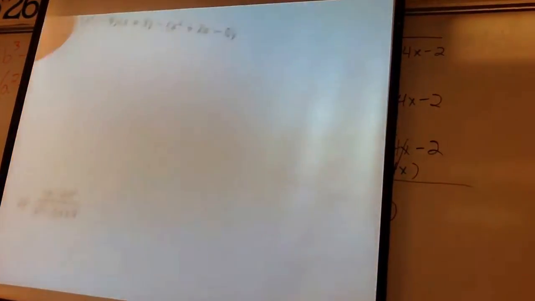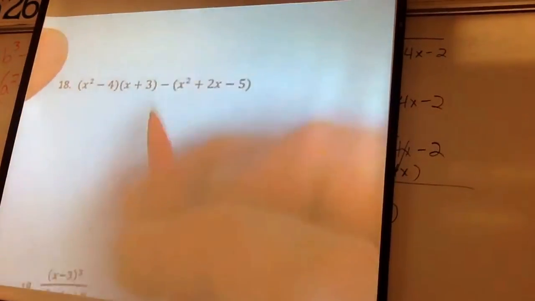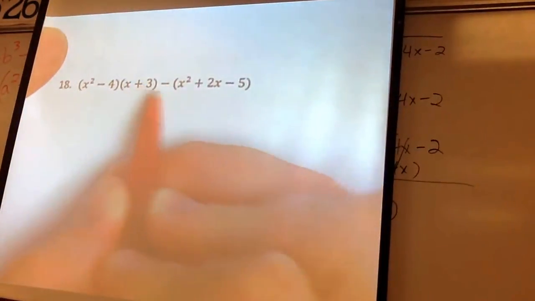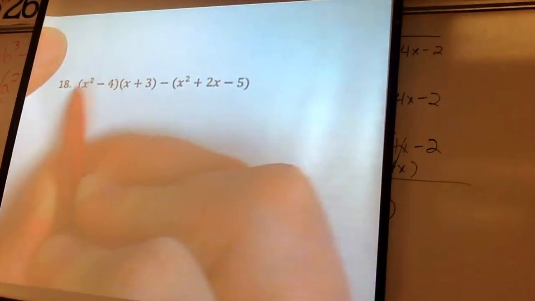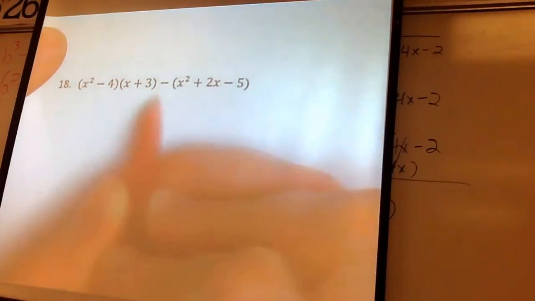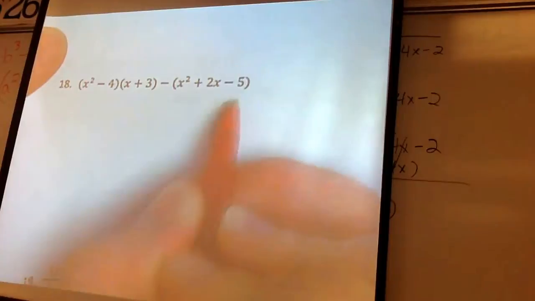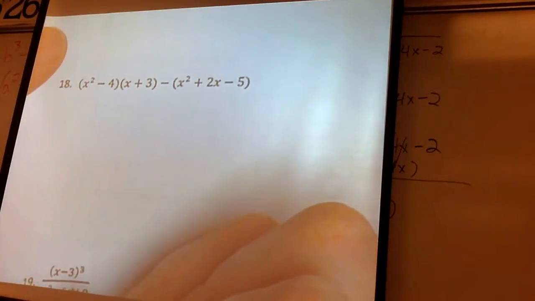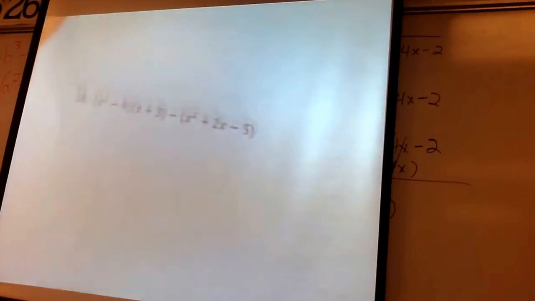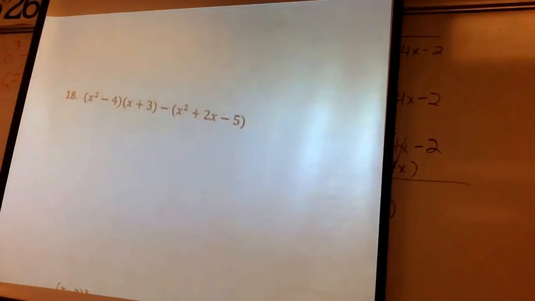Or like this one. This one doesn't have division, but you need to do order of operations. You need to multiply first and do your box thing if you want, and then take the answer and subtract that. Does that make sense? Mrs. Richens will be here to help you with those. But it's all the same stuff for the next few days. You're either going to be multiplying, dividing, adding, or subtracting these polynomials.